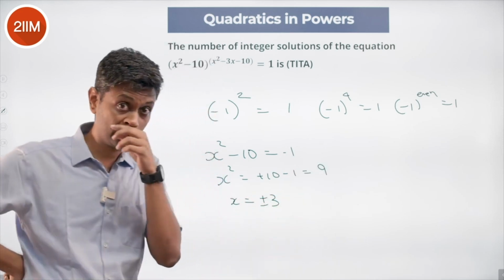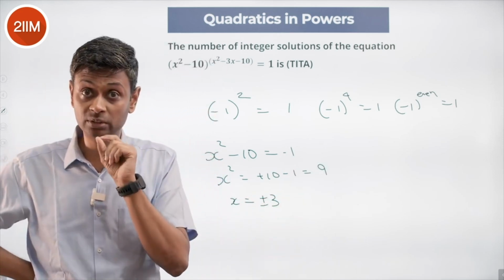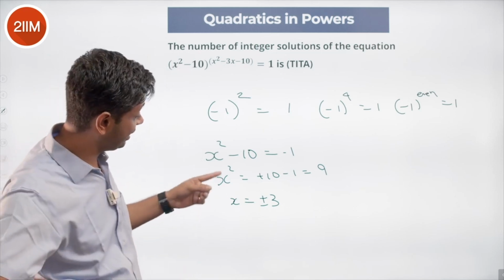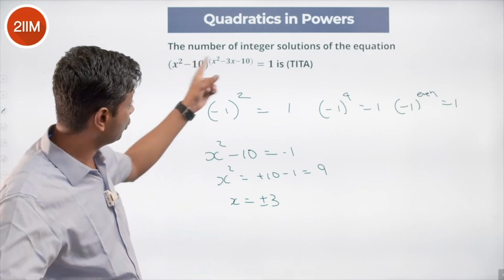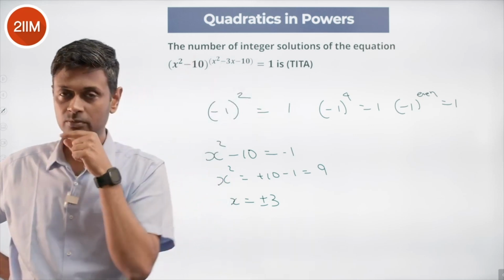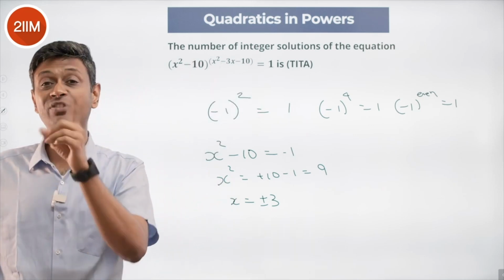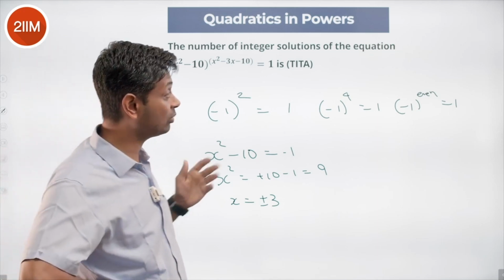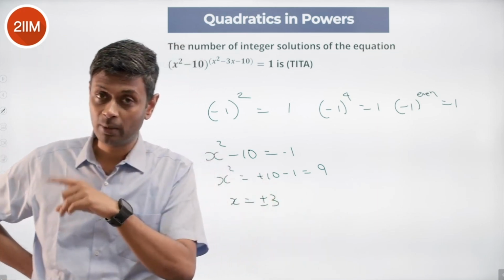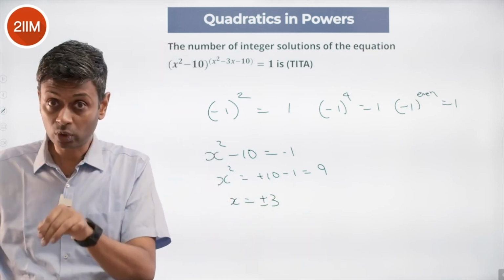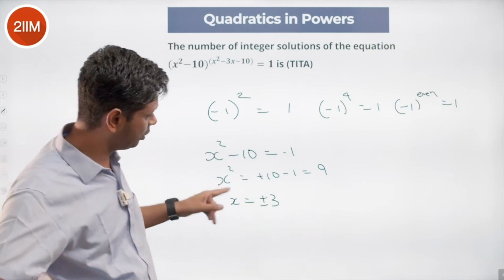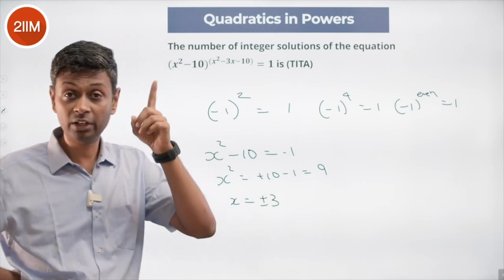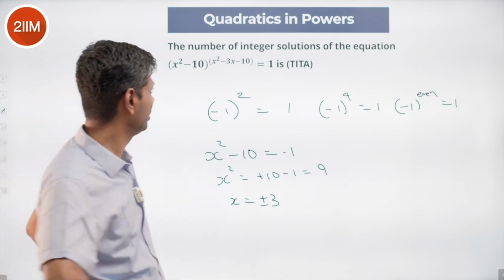I got this far, but I cannot be sure that this will work, because for plus 3 and minus 3, my exponent should be an integer. More than that, it should be an even number. If it's an even number, then I am happy. But minus 1 power 101 will be minus 1. Minus 1 power 94 will be plus 1. So to substitute x equal to plus 3, minus 3, I have to verify whether it turns out to be an even number. Let's do that.